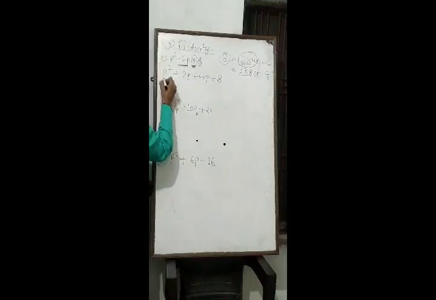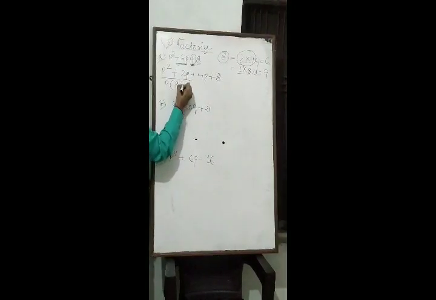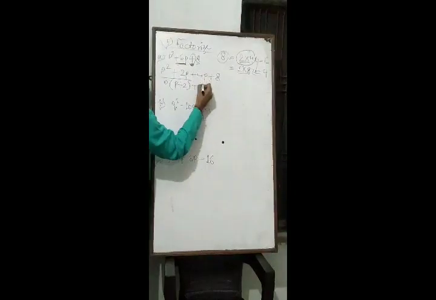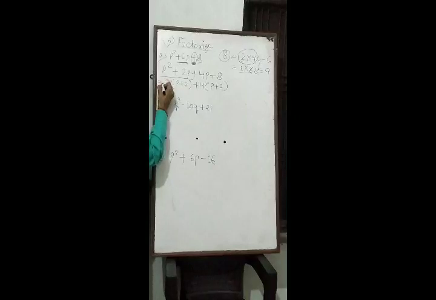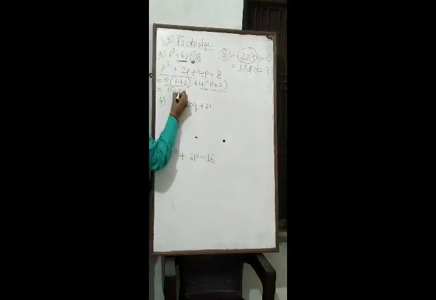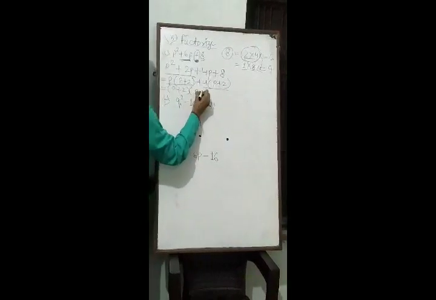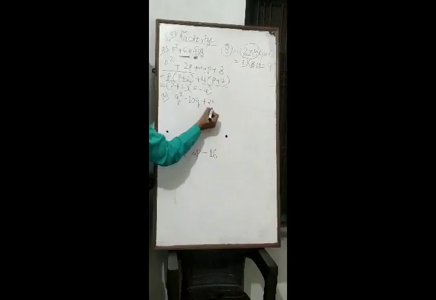Now students, take the common from starting two terms. p will be the common. That means p plus 2 will be remaining, and from last two terms 4 will be common. So p plus 2 will be remaining. So now from here you can see p plus 2 will be common in both terms. So what will be remaining? p plus 4.